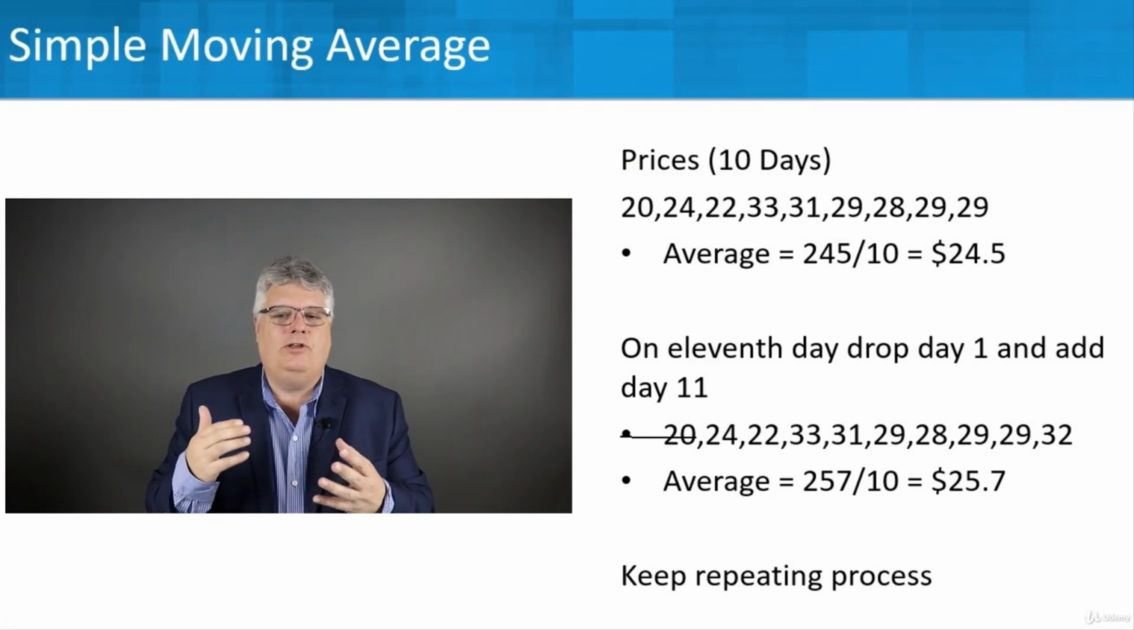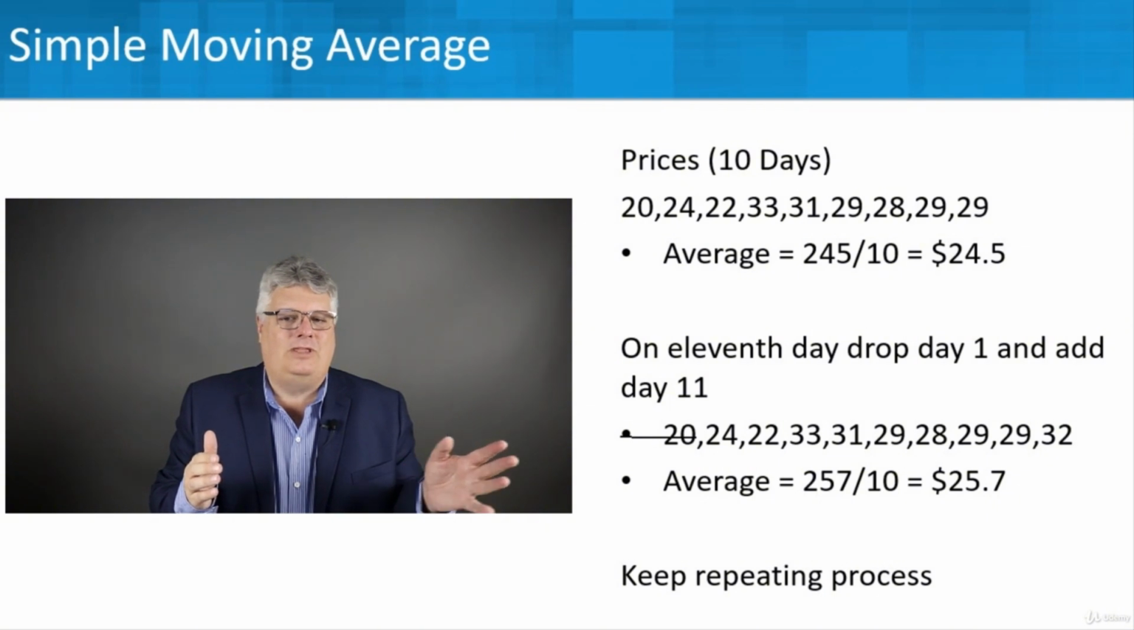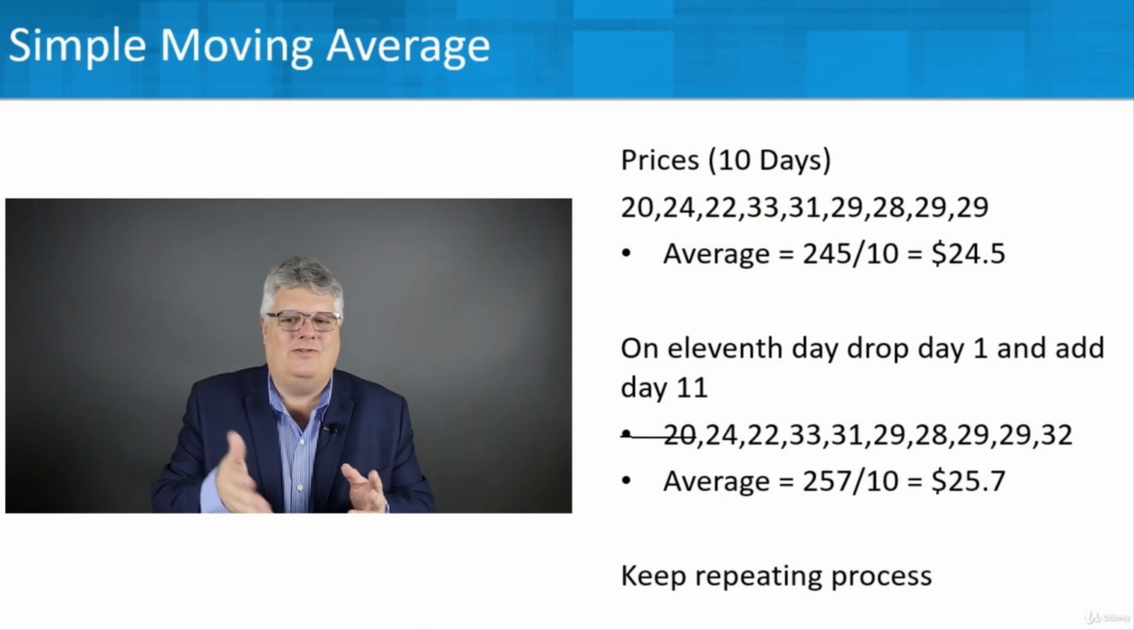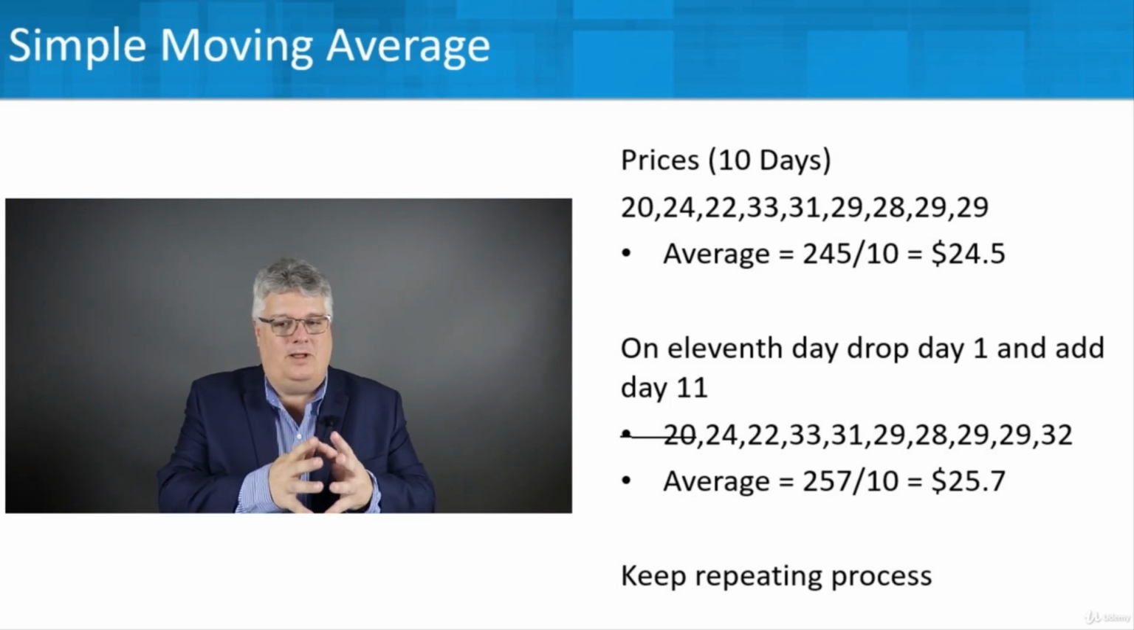So in this example, let's say we were looking at the price of a security over 10 days, and you can see the prices at 20 and 24 and 22, and you're going back. The most recent price would be 29 to the far right, and going to the left, 10 days ago it was at 20. So you do the average, this is a basic math problem, right? You add up the numbers, you divide by 10 periods. The average is 24.5, right? And then that's your average based on that time frame.